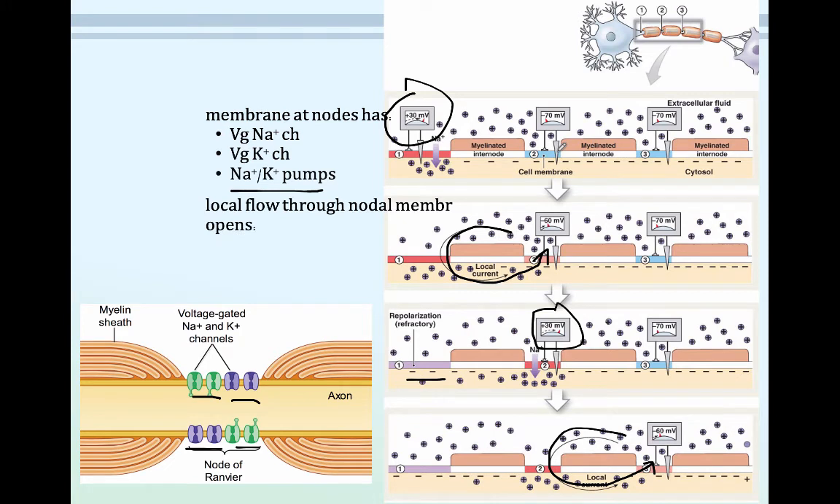And so again, the local flow through the nodal membrane opens up the voltage-gated sodium channels and the voltage-gated potassium channels. It's just that, again, the potassium channels respond more slowly, don't open up quite as quickly. And then again, don't forget that those sodium-potassium pumps, once the channels are closed, have to pump the sodium out and the potassium back in.